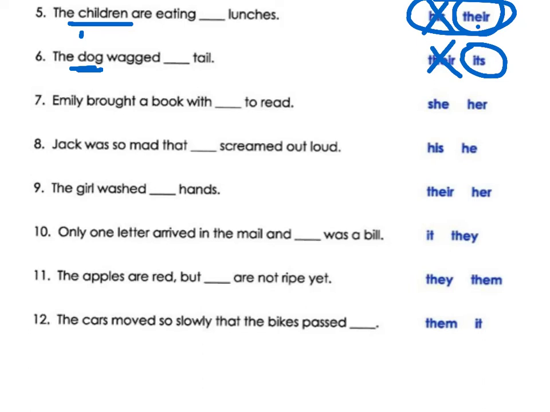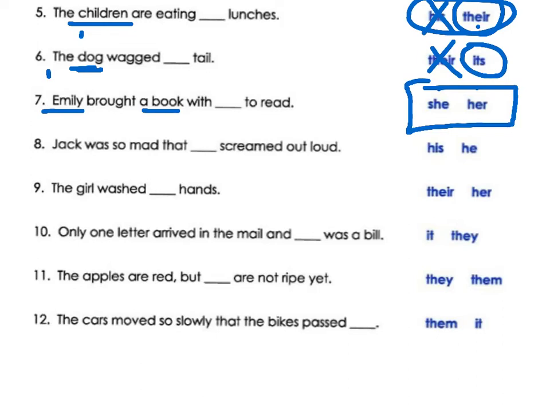Number 7, Emily brought a book with blank to read. Emily is the noun. You also got book here. Now this can be a little confusing. Emily brought a book with blank to read. You wouldn't say a book with a book to read. You just have to think if it makes sense or not. But who's bringing the book? Emily's bringing it for herself to read. And Emily, we know, is a singular noun, and Emily is a girl's name. But even if you don't know that, when you look at the choices over here, both she and her are pronouns connected with a female or a girl. But which one do we choose?